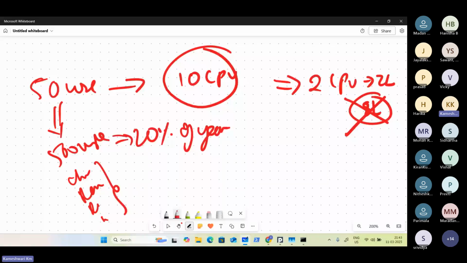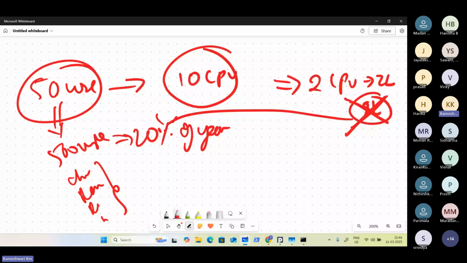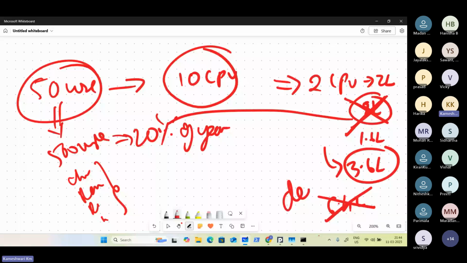Rest of the year, it is 50 users. Now, so rest of this 8 lakh. If you see, 20% of 8 lakh is, let's say, 1.6 lakhs. So totally the cost of the resource that I'm actually using is only 3.6 lakhs. The rest of the 6.4 lakh is actually a dead expense, isn't it?